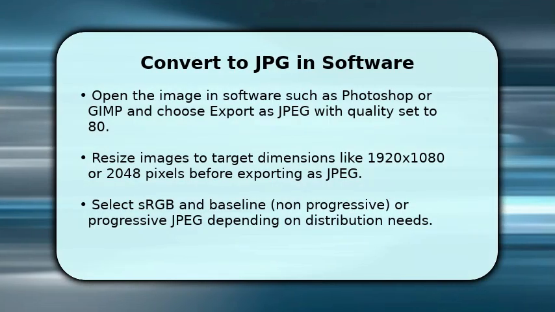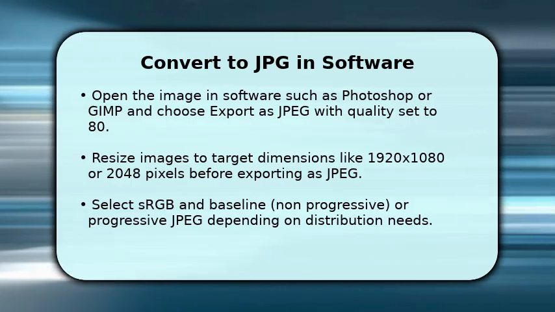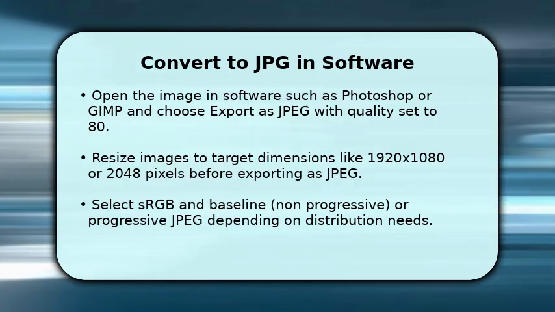If you have a PNG, TIFF, or RAW file, open it in an editor like Photoshop or FreeGIMP and choose Export or Save as JPEG. Set the quality slider to 80 for good balance between size and visual fidelity, and resize to target dimensions such as 1920 x 1080 or 2048 pixels if you need smaller files.